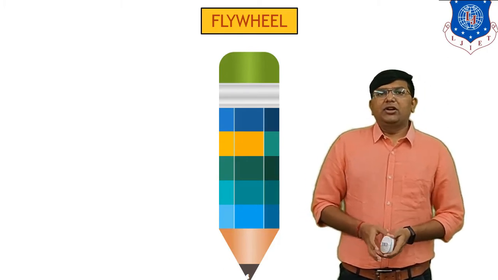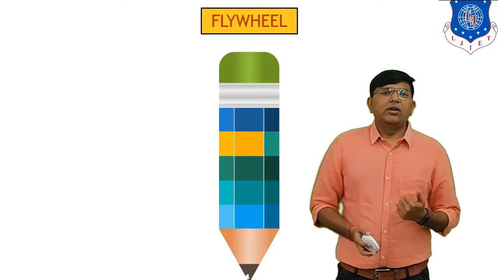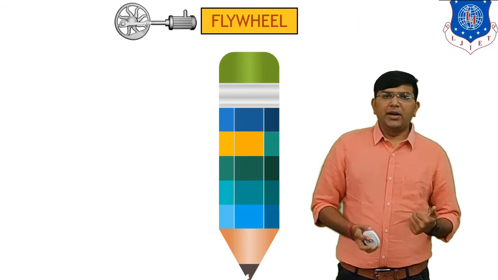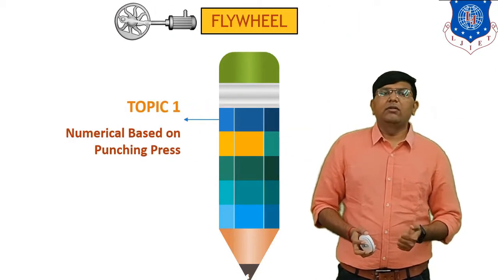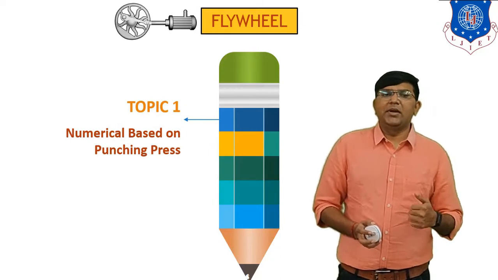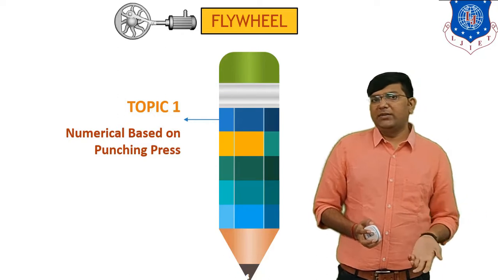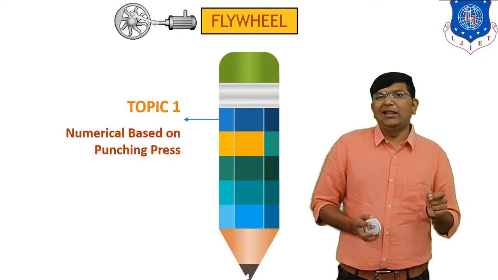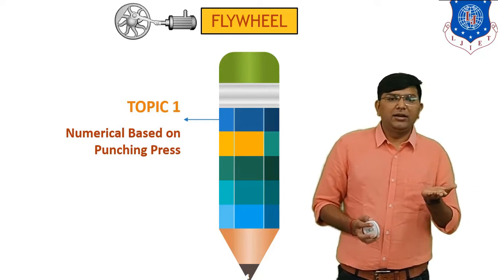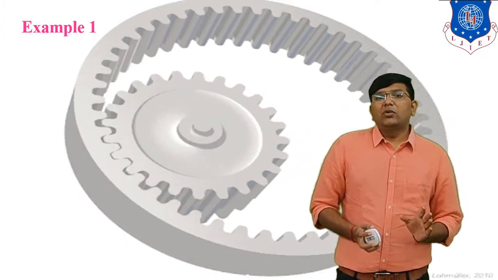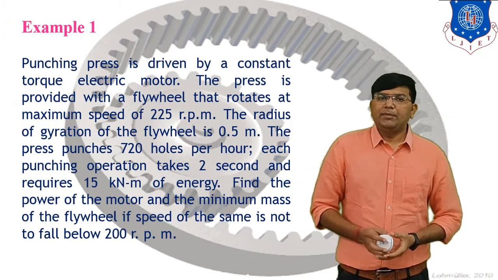So in the last session we solved some numericals based on flywheel and turning moment diagram. In today's session we have to solve one numerical based on the punching press. Now you all know the function of a punching press. The function of a punching press is to drill a hole in a sheet metal. Clear? So now we have to solve one numerical based on the punching press.